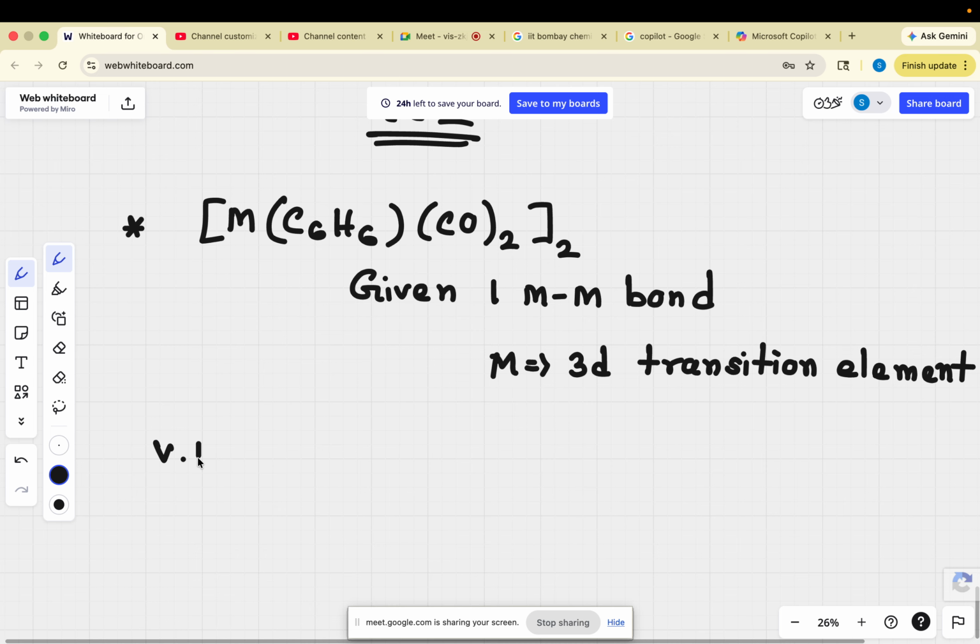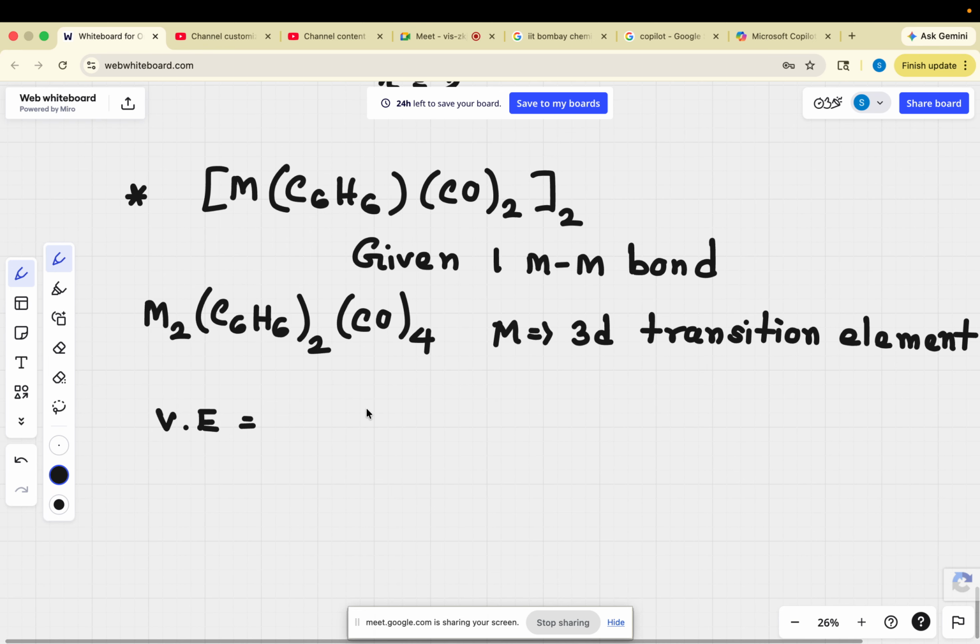So first of all, count down the valence electron, na? First of all, write down you have hole 2, so that means you will have M2, then you will have C6H6 hole 2, and this carbon monoxide will be hole 4. For metal we do not know which metal atom it is, so I am considering it as X, so you will have 2X. Benzene will donate 6 electrons, so 2 into 6. Carbon monoxide will donate 4 electrons, so 2 into 4. And you have one metal bond, so that will also donate 2 electrons.